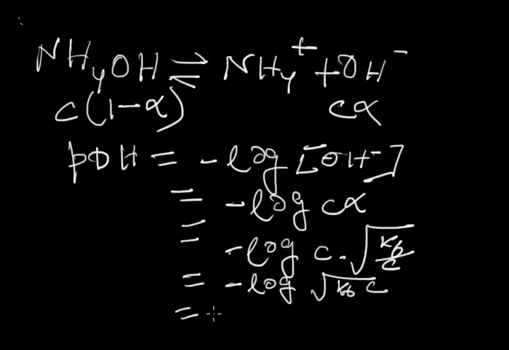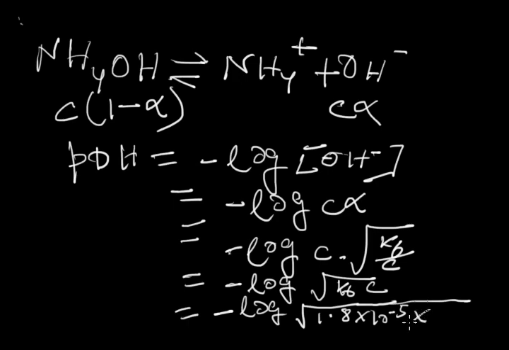Let the concentration of ammonium hydroxide be 10 to the power minus 3 molar and Kb is 1.8 into 10 to the power minus 5. So we can write it like that, that is minus log of root over 1.8 into 10 to the power minus 5 into 10 to the power minus 3. And the value is 3.87.